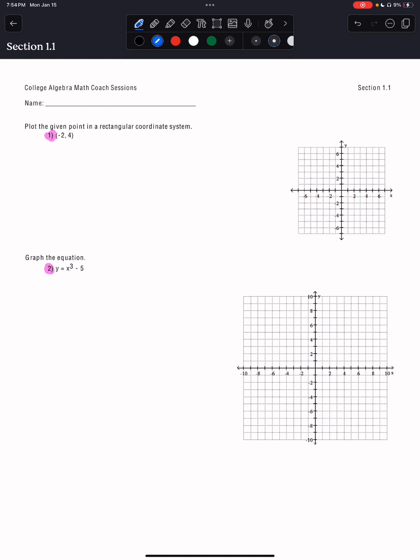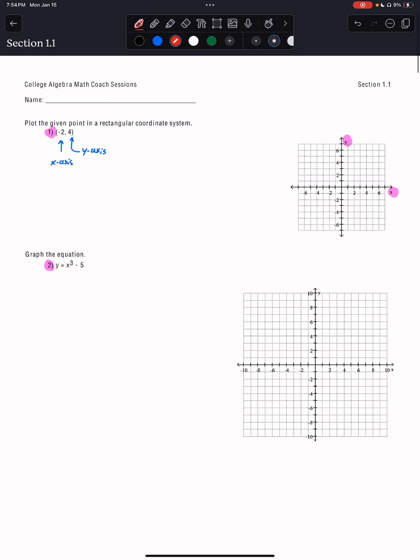Looking at question 1, plot the given point in the rectangular coordinate system. The first input is going to be on the x-axis, and the second input is going to be on the y-axis. So looking at -2, there's the x on the graph and the y. So we just need to match them up. We'll see -2 right here, see +4 right here, and then we just plot the point. The blue point would be the answer.